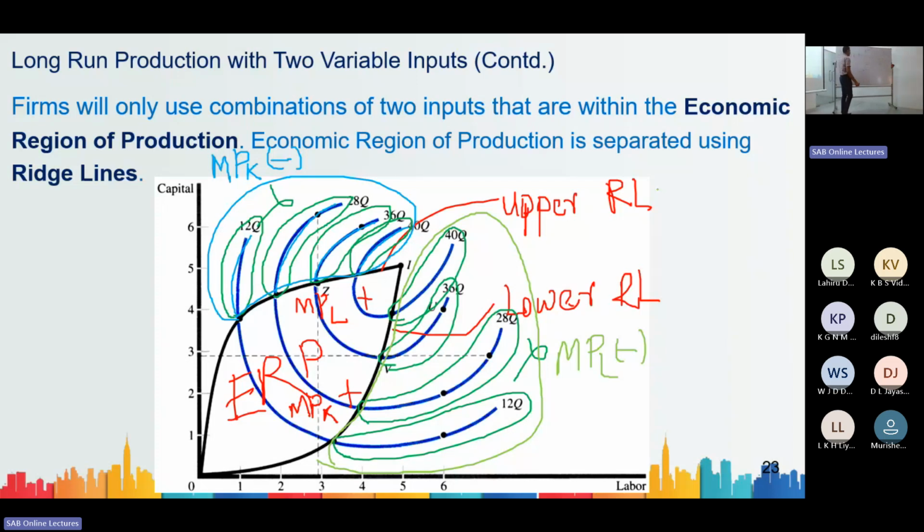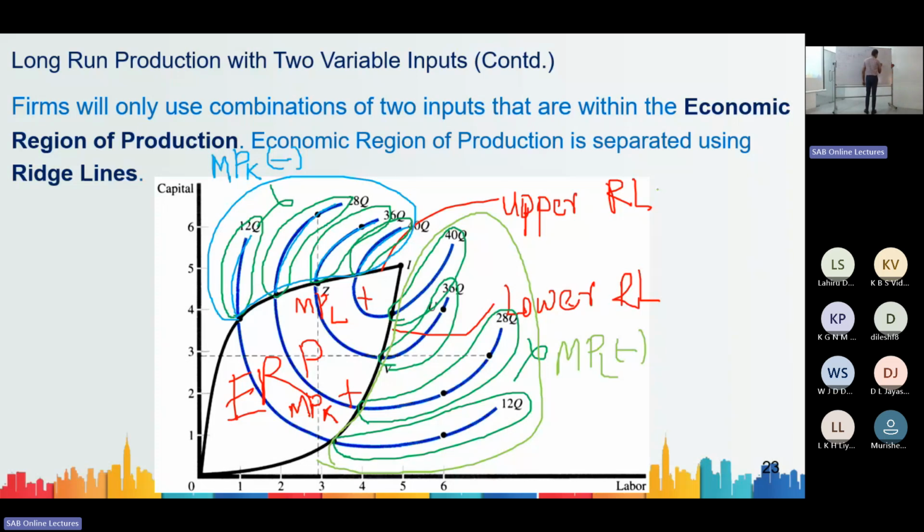Again, let's look at the marginal rate of technical substitution at these points. What is the formula for marginal rate of technical substitution? That is MPL over MPK. So at these points, to measure the slope, we draw horizontal lines. They are parallel to the horizontal axis.